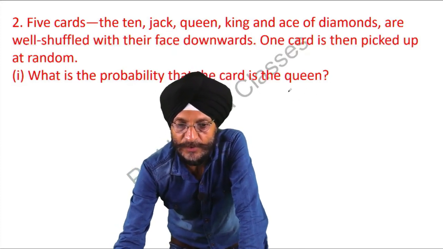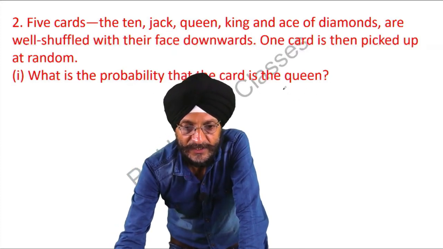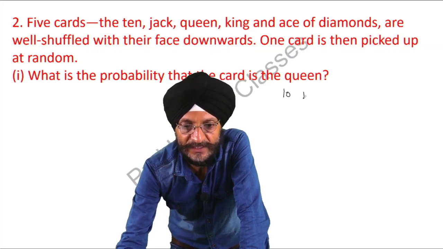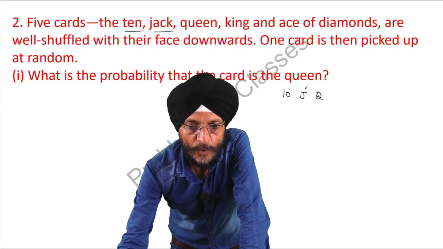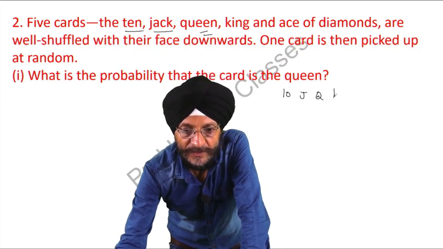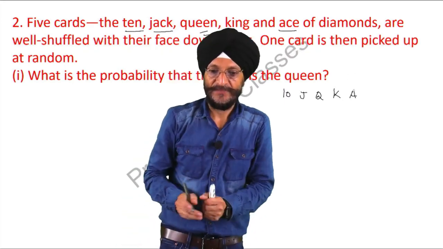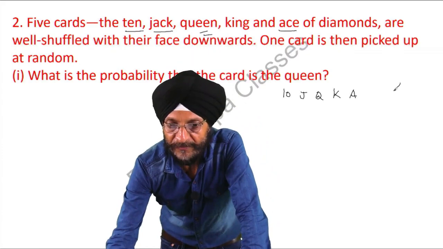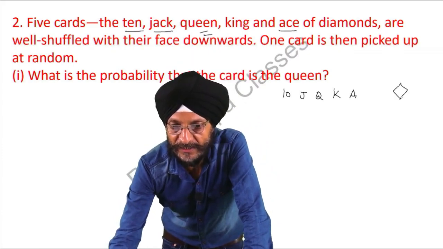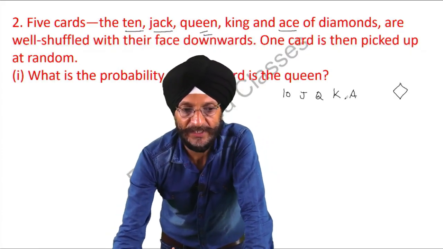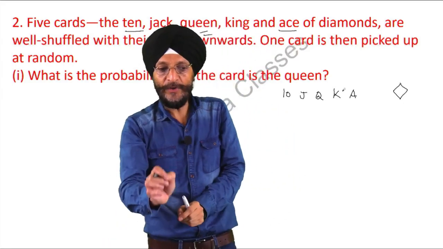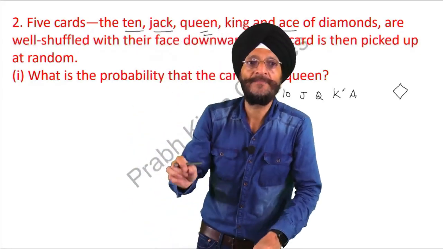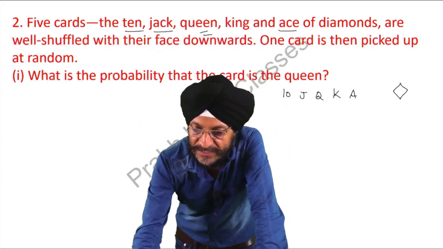So first of all, we understand the question. There are 5 cards: 10, Jack, Queen, King and Ace. These are the 5 cards which are diamond cards, that is the red color diamonds. These have been shuffled and their face is in downward position, and we pick up one of the cards at random. What is the probability that the card is Queen?